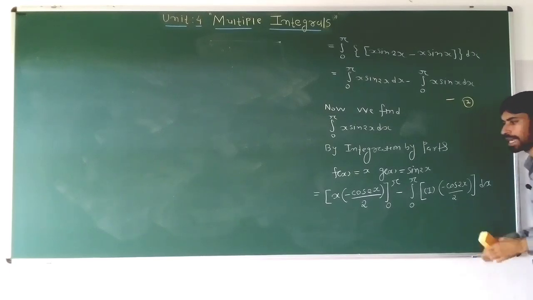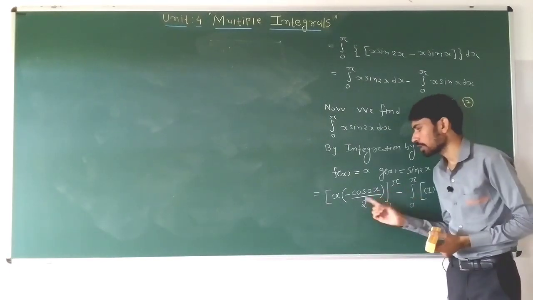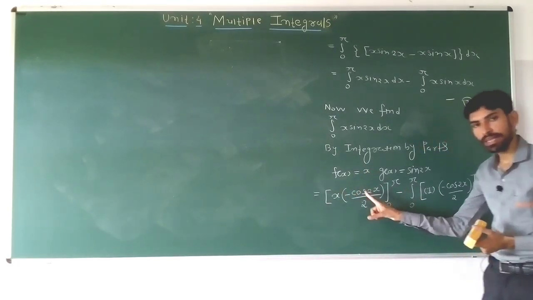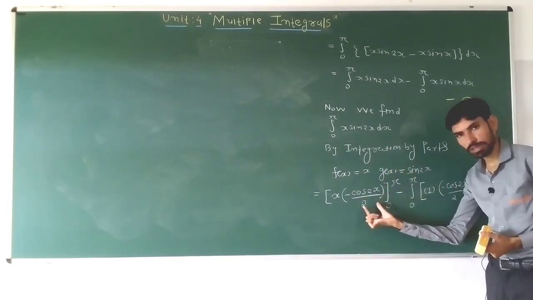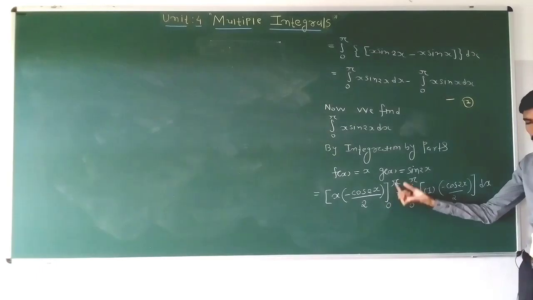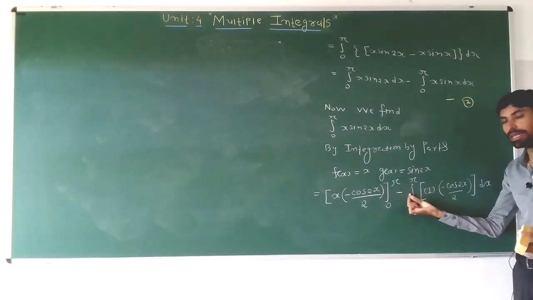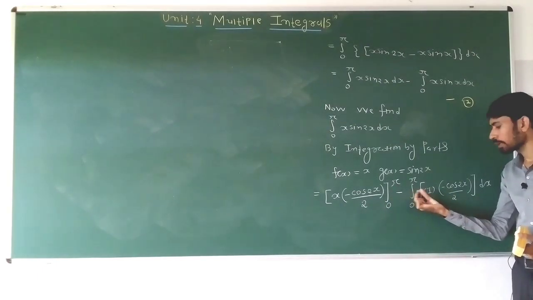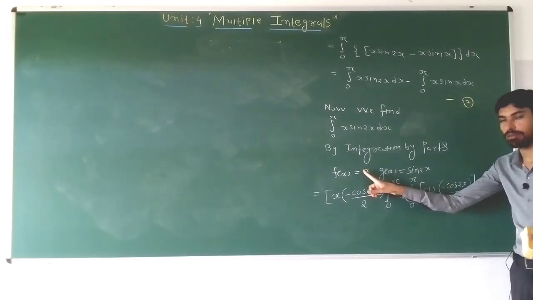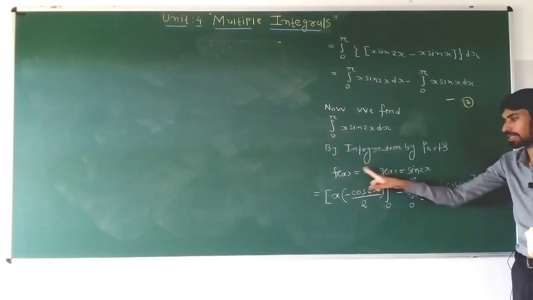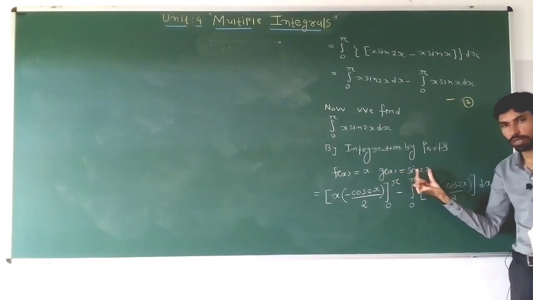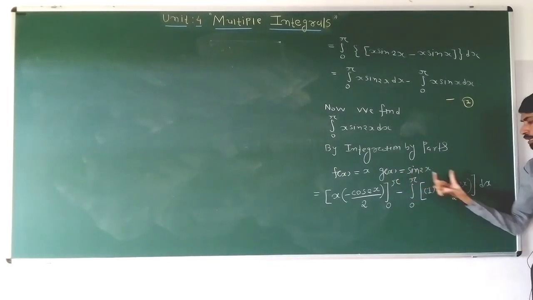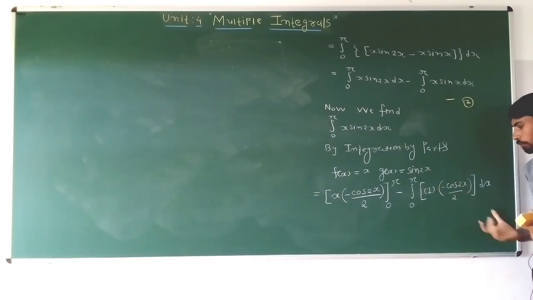dx. Here we directly apply our formula. I repeat one more time. f of x times integration of g of x. So integration of g of x is minus cos 2x upon 2, minus, so apply limit a to b, means 0 to pi, minus integration 0 to pi derivative of f, f dash x. Our f of x is x, so f dash x is 1, into integration of g of x. Our g of x is sin 2x, so integration of sin 2x is minus cos 2x upon 2, into dx.